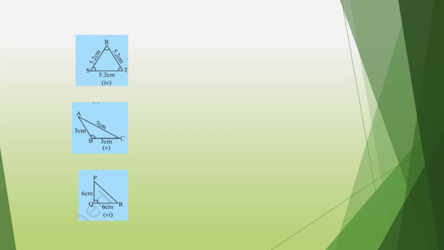Now the sixth figure, triangle PQR is given in which two sides are of the same measure and is equal to 6 cm. Hence, what is the name of triangle PQR on the basis of sides? Yes, triangle PQR is called an isosceles triangle. Now one angle, angle Q, of 90 degrees is marked in triangle PQR. So on the basis of angle, triangle PQR is known as a right angled triangle.